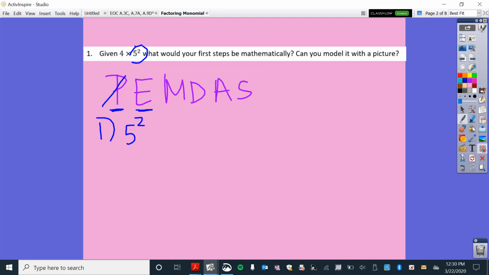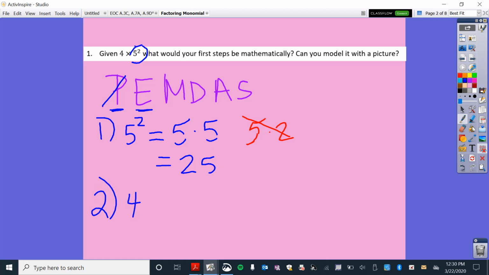Now, 5 to the second power. What that means is you are doing 5 times 5. You're doing 5 twice. What it does not mean, I'm going to do it in red because it's what you do not do, is 5 times 2. That would be wrong. So you're always going to do 5 times 5. Well, 5 times 5 is 25. So now that we've done that, our second step is to take our 4 and multiply it to that 25, which gives us 100.